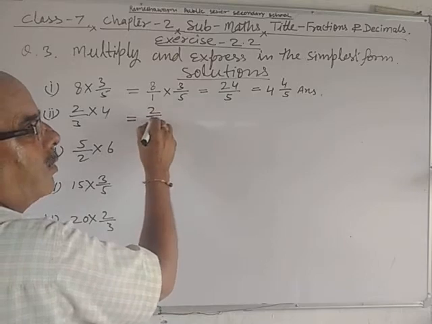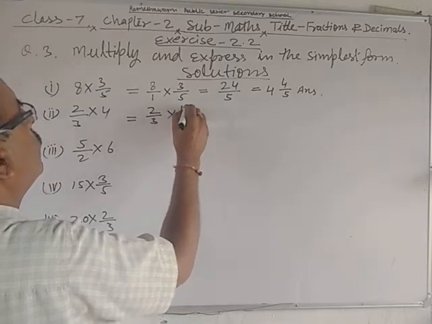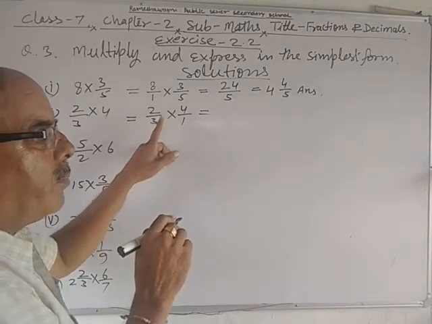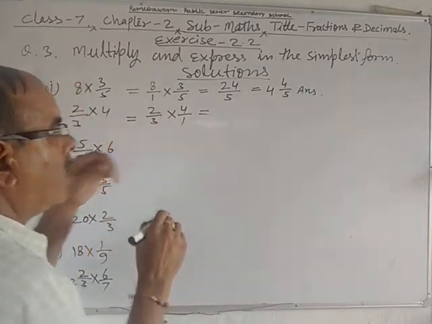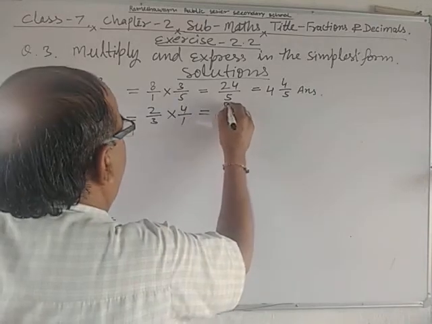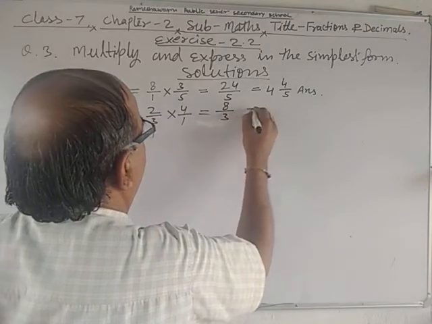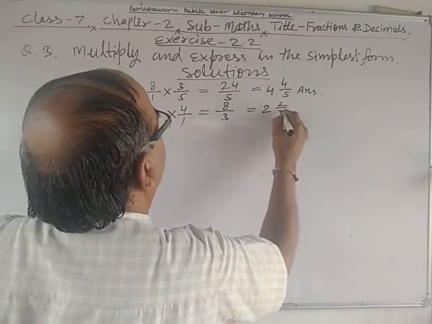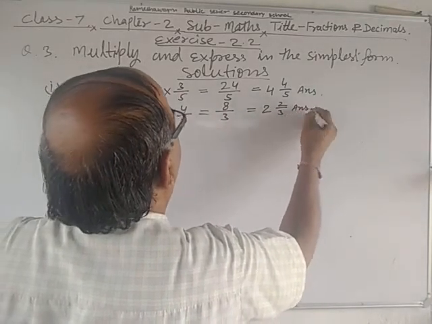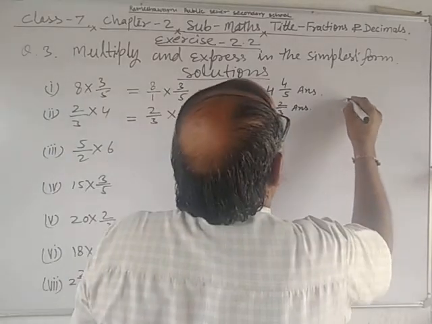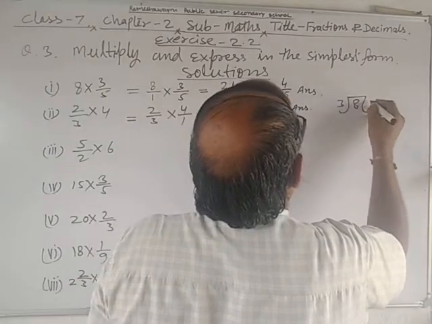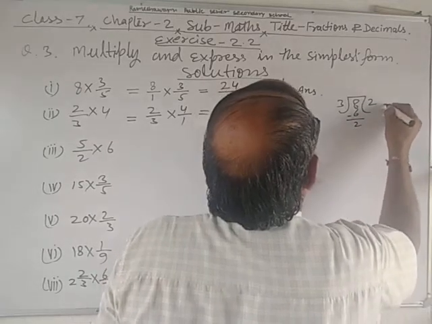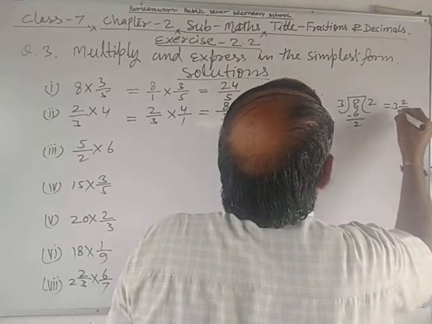We write 2 upon 3 into 4 upon 1, then the product of the numerators upon the product of the denominators. 4 twos are 8 upon 3. 3 twos are 6, remaining 2 upon 3. Answer. 8 divided by 3, 3 twos are 6, remaining 2, then the other is 3, 2 upon 3.